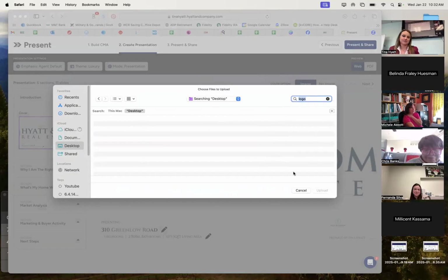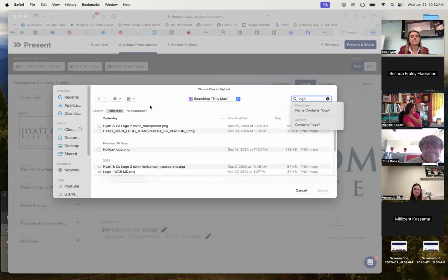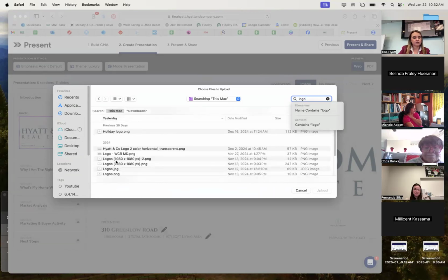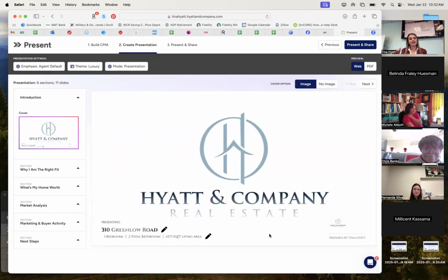So anyway, I don't want to dwell on this too long, but I wanted you guys to have an idea of some of the different things you can use on the cover of your CMA report. I'm going to change it back to this one. So this one fit really well. This one looks really nice, how they fade it in. Maybe you like it, maybe you don't. Maybe you have your own logo that you've created and you want to brand your own logo, because Hyatt and Company is also down here in the far right corner.